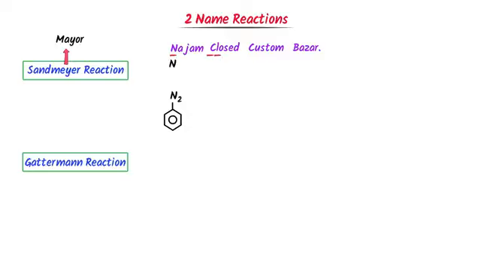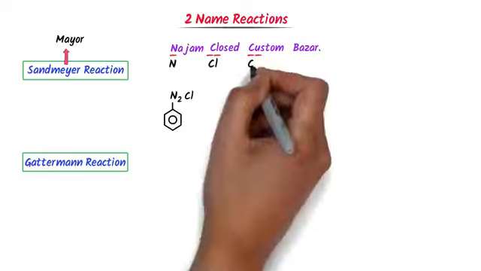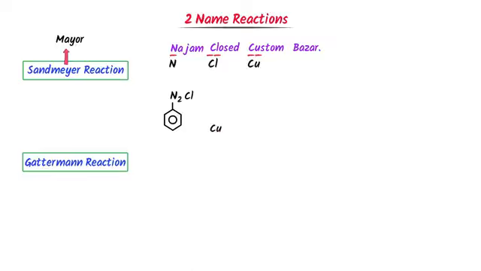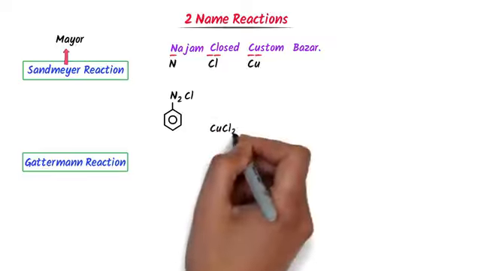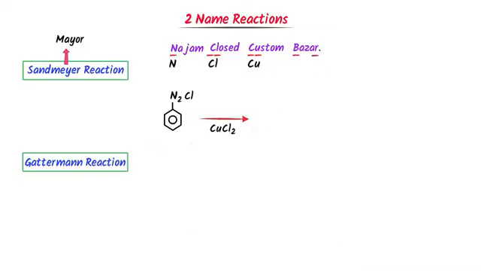This Cl and close stands for chlorine. Now this Cu and custom stands for copper. I again need to put one halogen like chlorine. This Br and bazaar stands for bromine. We know that Br does not exist independently, so I put hydrogen with it. So these are the reactants of this reaction.